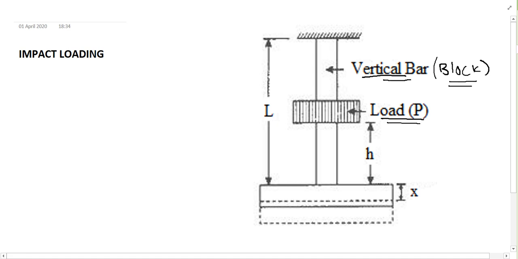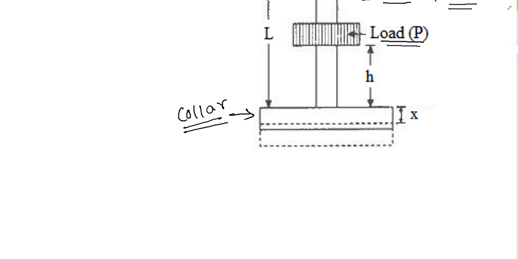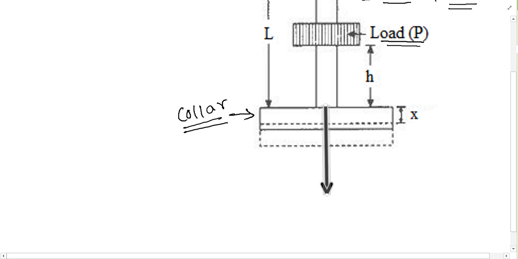Now when we release this load from height H, it comes down and strikes this collar. This is nothing but the collar. Now because of this impact of this load onto this collar, there will be a load applied on this element. Let's say it is Pi. So the load applied on this is Pi. The actual load was P, which has fallen from height H, and the load acting on the element because of the impact, let's say it is Pi.